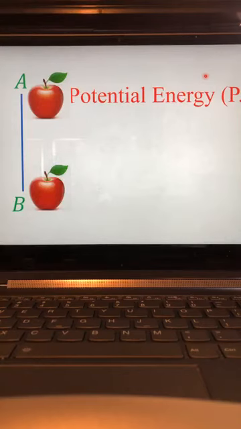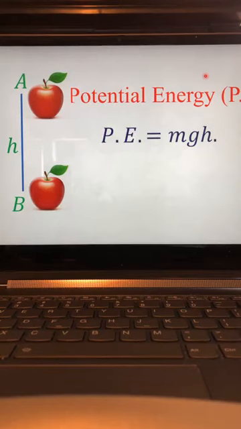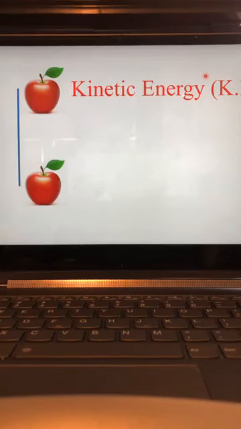So I moved it all the way to the top, to point A, right? So that gives you the potential energy, which is mass of the apple times acceleration due to gravity times height, okay? And when the apple falls from point A to point B, it has a certain velocity, v. Our goal is to calculate this velocity, right? That velocity is, of course, downward. We know the direction, but how much is the magnitude?